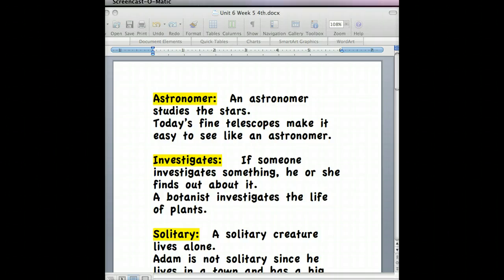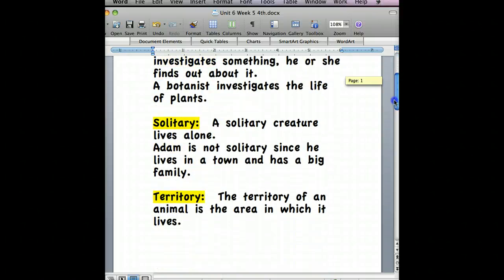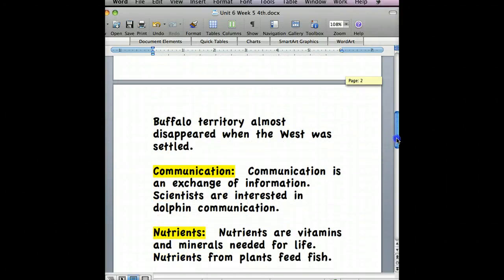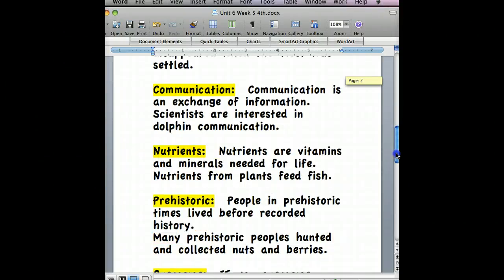First of all, I'd like to go over the vocabulary words that we've encountered in this unit. Astronomer: an astronomer studies the stars. Investigates: if someone investigates something, he or she finds out about it. Solitary: a solitary creature lives alone. Territory: the territory of an animal is the area in which it lives. Communication: communication is an exchange of information. Nutrients: nutrients are vitamins and minerals needed for life.